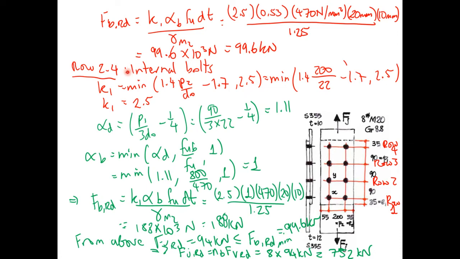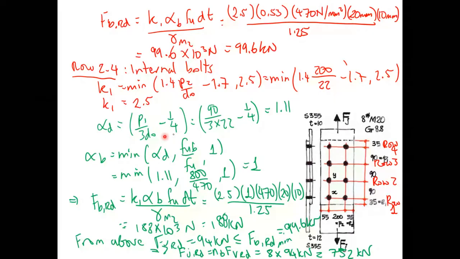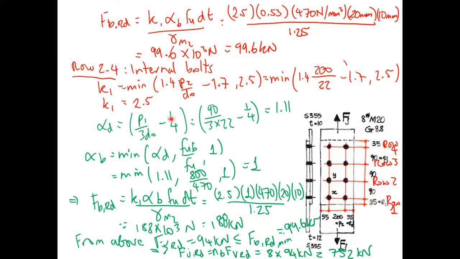And we did the same then for the other 3 rows, row 2, row 3, and row 4, where we worked out what the k1 value was, minimum of all of that. These are internal bolts, alpha d then, because for an internal bolt, we're using this formula here, p1 over 3 d naught minus a quarter. That works out to be 1.11, because p1 is 90, as per the diagram down here at the bottom.